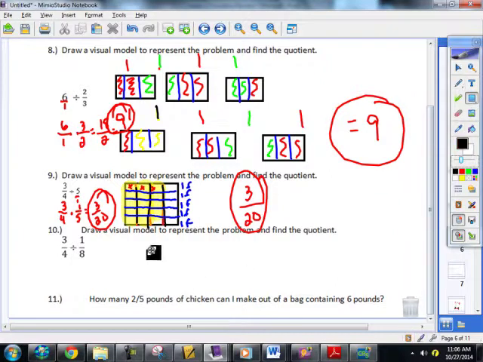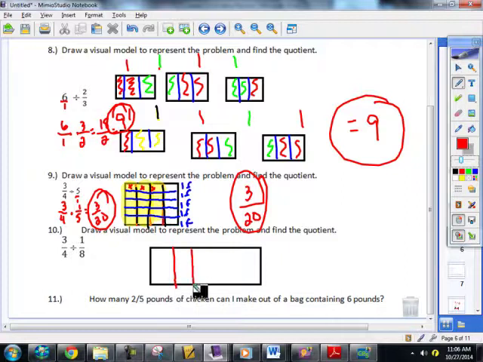Next one. First of all, model the dividend. 2, 3, 4, 5. We shade. Oh, my bad.